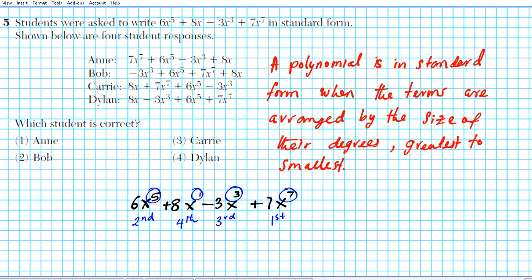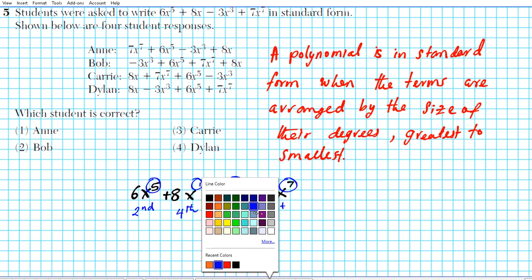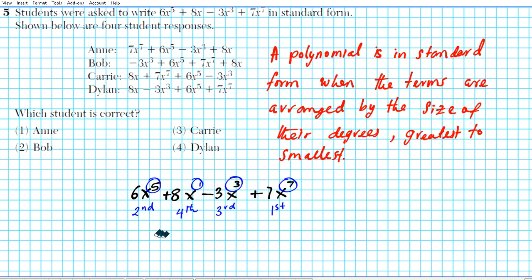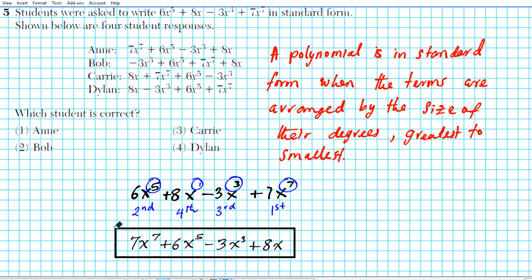Alrighty. So let's go ahead and write this polynomial in standard form. So the term with the biggest degree comes first. It's going to be 7x to the 7th power. Next one is the 5th degree term plus 6x to the 5th. The next is the 3rd degree term minus, you take the sign, 3x to the 3rd. And then the last term is the term with the smallest power, which is the 1st degree term, 8x. So this is the polynomial written in standard form.